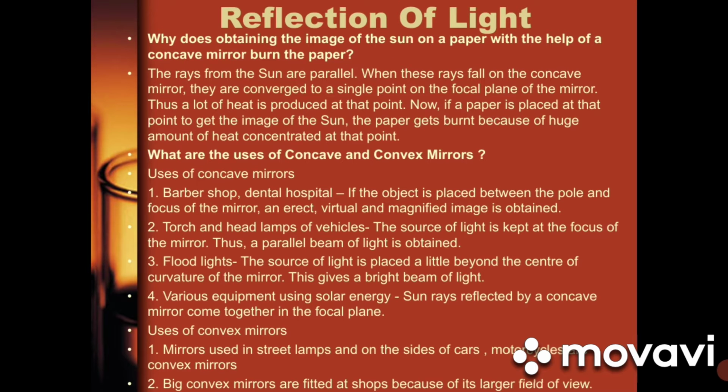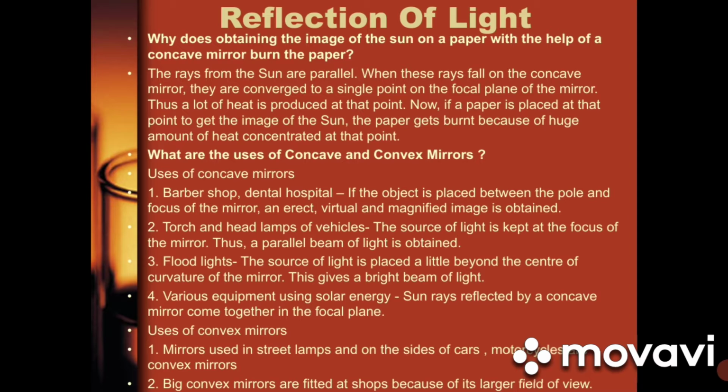Why does obtaining the image of the sun on a paper with the help of a concave mirror burn the paper? The rays from the sun are parallel. When these rays fall on the concave mirror, they are converged to a single point on the focal plane of the mirror. Thus, a lot of heat is produced at that point. Now, if a paper is placed at that point to get the image of the sun, the paper gets burnt because of the huge amount of heat concentrated at that point.